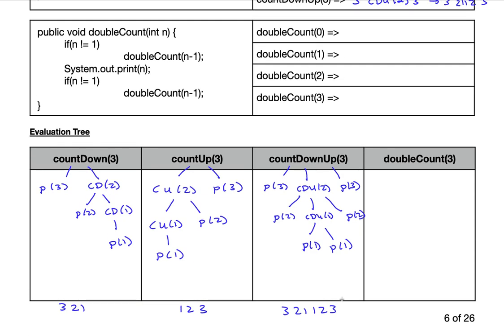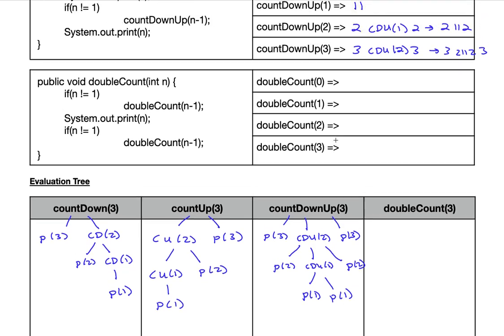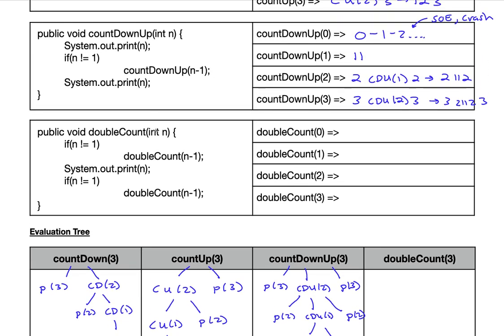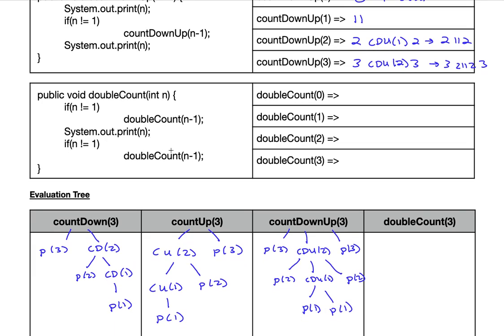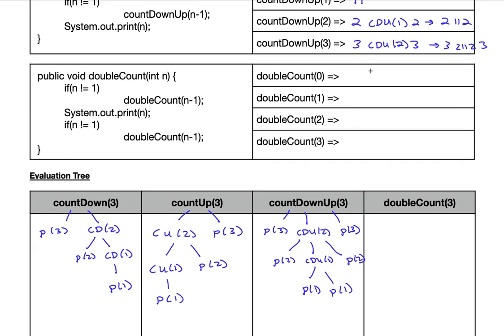Now let's look at double count. So just to compare them right away, count down up does print, recurse, print. Double count does recurse, print, recurse. So let's see what that does.